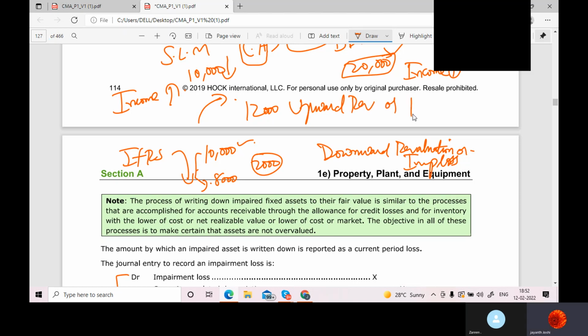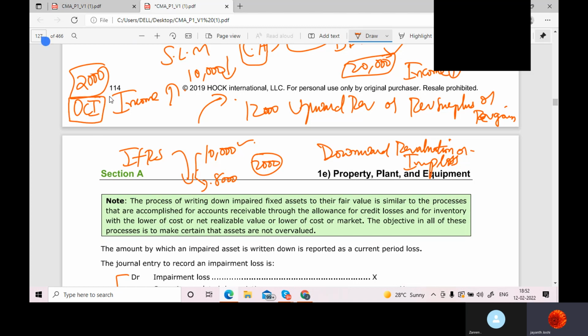or revaluation surplus or revaluation gain. In that case, we would record the 2,000 revaluation surplus or gain in OCI, other comprehensive income.